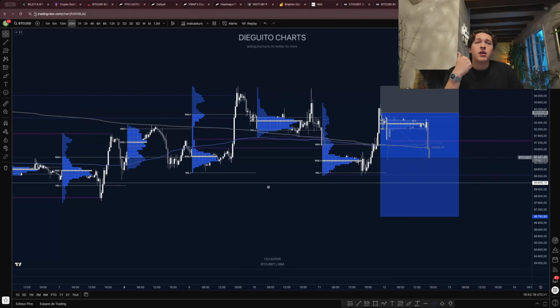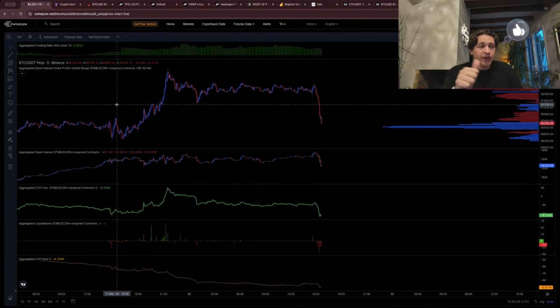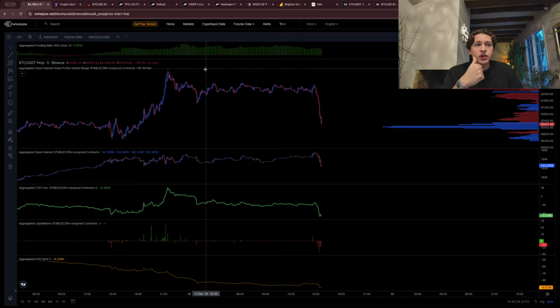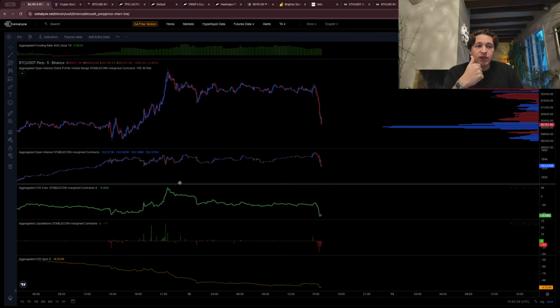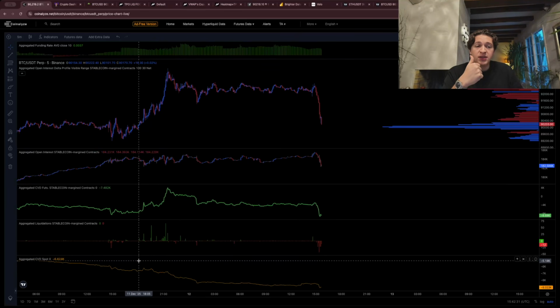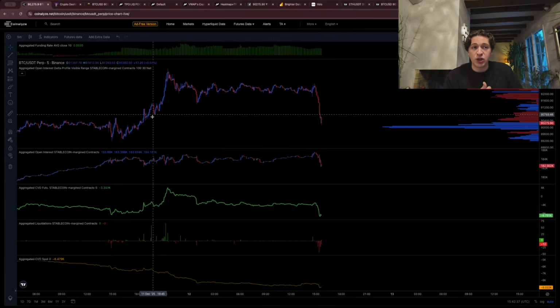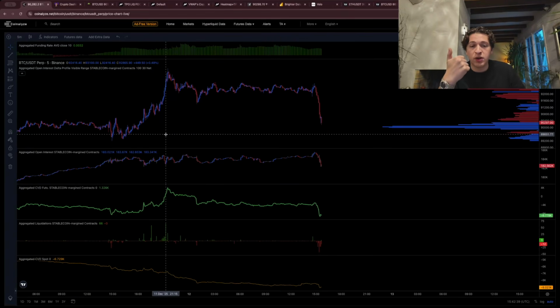The first layer of confluence we have is from Coinalyze and from the perpetual data. We can see that the funding rates are increasing, price is increasing, CVD futures is increasing, and the CVD spot is decreasing. So there is a divergence between the spot and the perp that is really pushing the price high. That's the first confluence for a short.